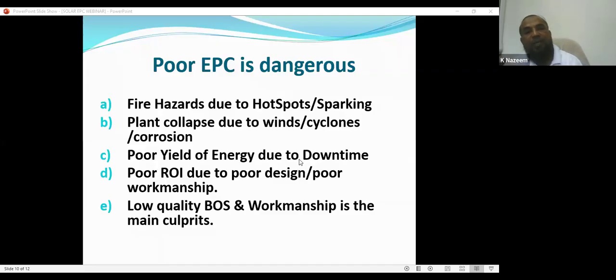The reason I'm giving you this example is that you should have knowledge when it comes to the technicality of the plant. Plant collapse due to winds, cyclones, and corrosions. Wind energy is very, very dangerous.